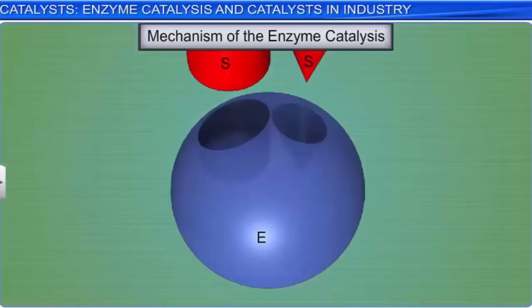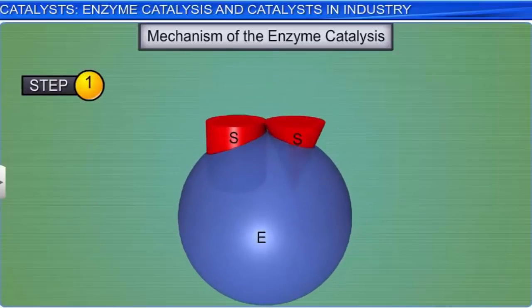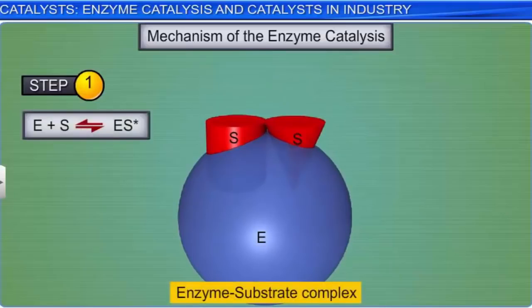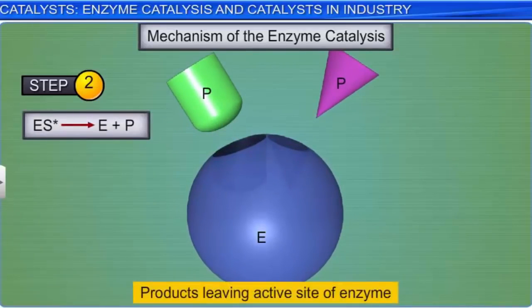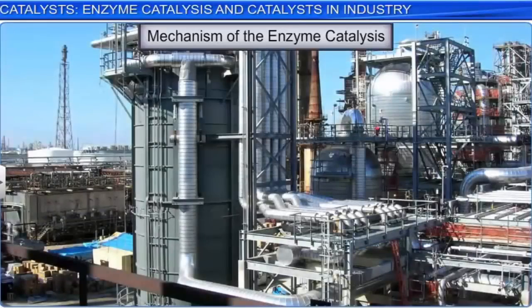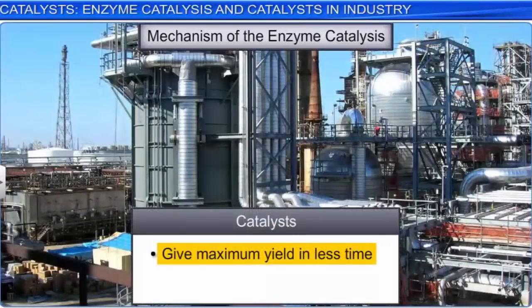Thus, an enzyme-catalyzed reaction can be illustrated in two steps. The first step involves the formation of the activated enzyme-substrate complex. The second step is the decomposition of this activated enzyme-substrate complex to form the products. In order to procure the maximum yields of the product in the least time, chemical industries use catalysts to accelerate the rate of reactions.